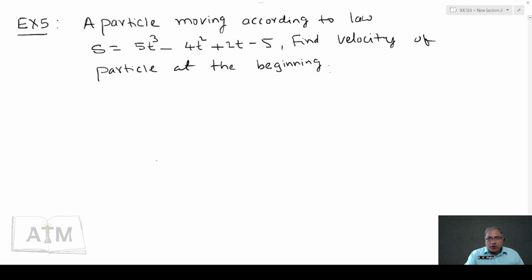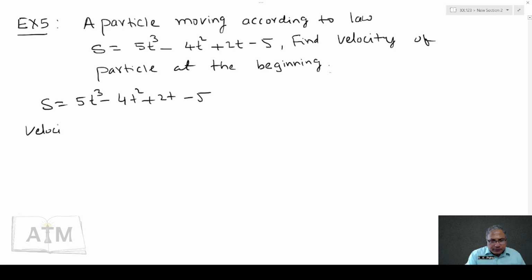Example 5. A particle moving according to the law s equals 5t cube minus 4t square plus 2t minus 5. Find the velocity of the particle at the beginning. So the displacement of the particle is s equals 5t cube minus 4t square plus 2t minus 5.